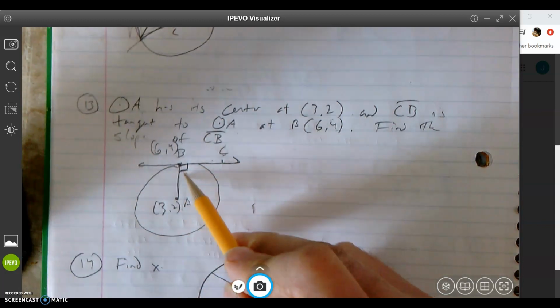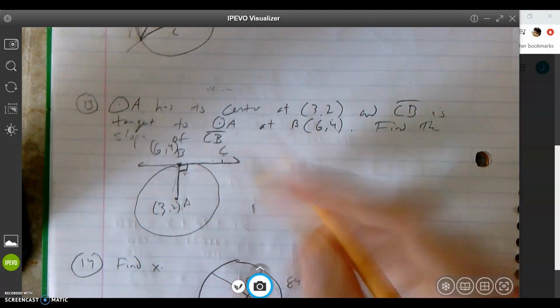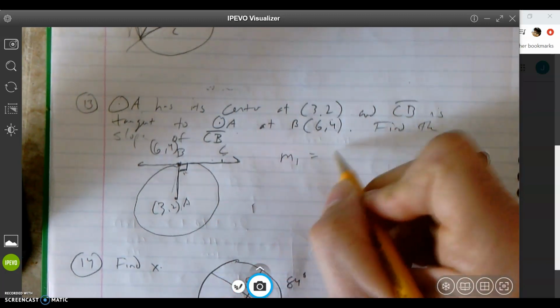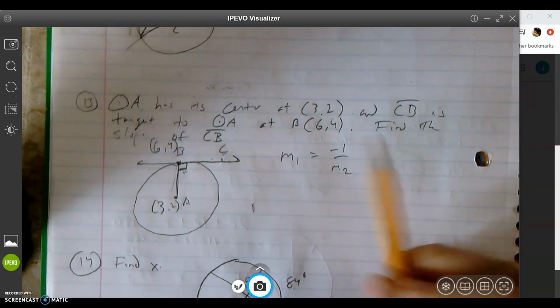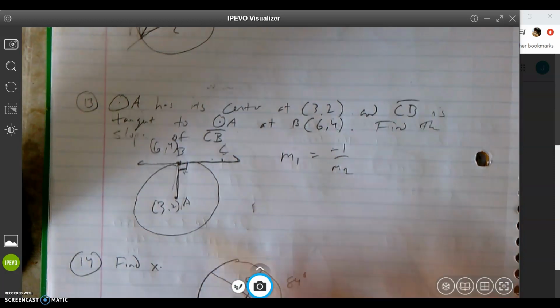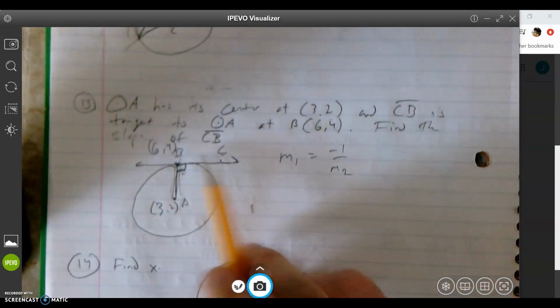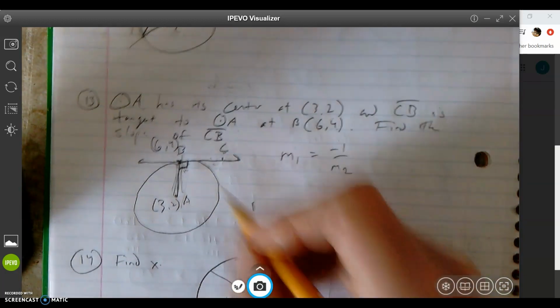That's important. I know that perpendicular lines form opposite reciprocal slopes. So the slope of one has to be the opposite reciprocal of the other one. Opposite means you have a negative. Negative make it positive, positive make it negative. So whatever this slope is, CB is going to be the opposite reciprocal. So let's find this slope right here.